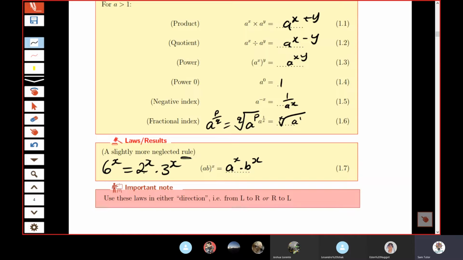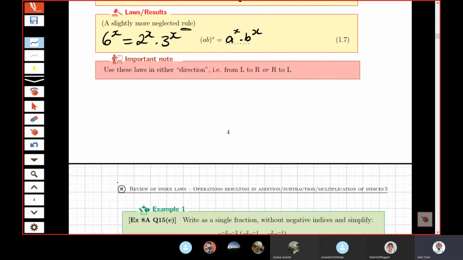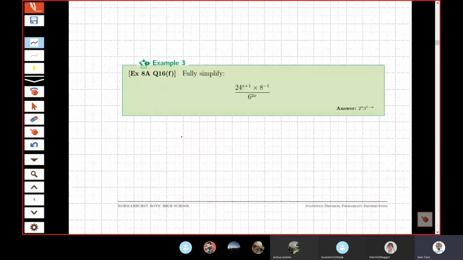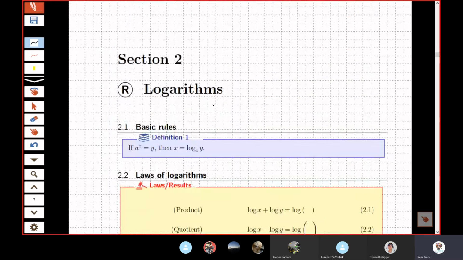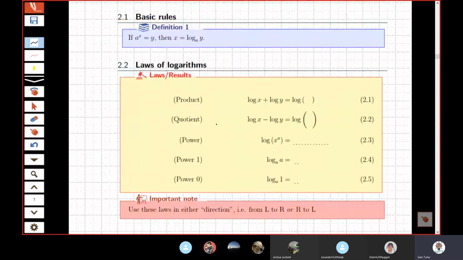So if your bases are different, so not like this one here, where your bases are the same, as long as your powers are the same, you're allowed to multiply them. And that becomes that. I'll leave some of these index laws questions for you guys to look over. Maybe we can go through it next week. I'd prefer to just start off with our logs today.